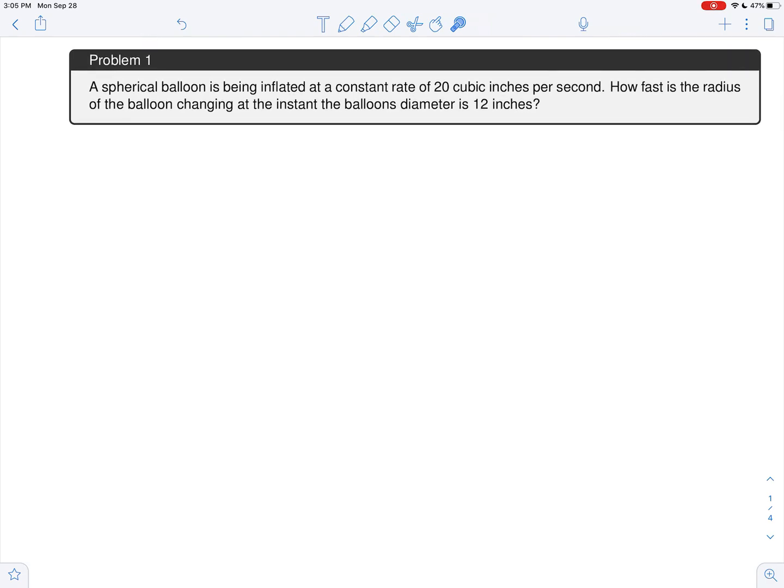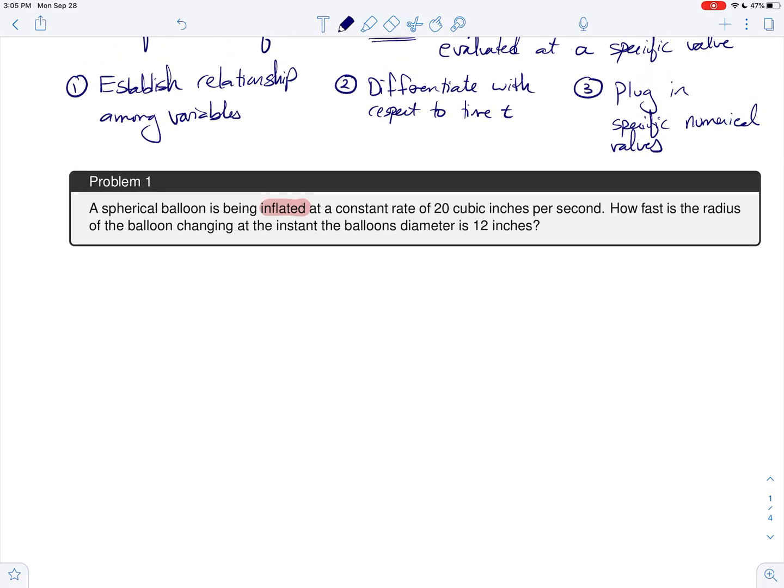So first problem, we've got a balloon. We're going to assume our balloon is in the shape of a perfect sphere. And we're also assuming that it's being inflated at a constant rate of 20 cubic inches per second. And so I want to mark the word inflated. It's being inflated. That is a word that has to do with volume, right? We're changing the volume. Inflation is change in volume. So that's the first sort of key observation. All right, and so the question that we're asked is, how fast is the radius of the balloon changing at the instant the balloon's diameter is 12 inches?